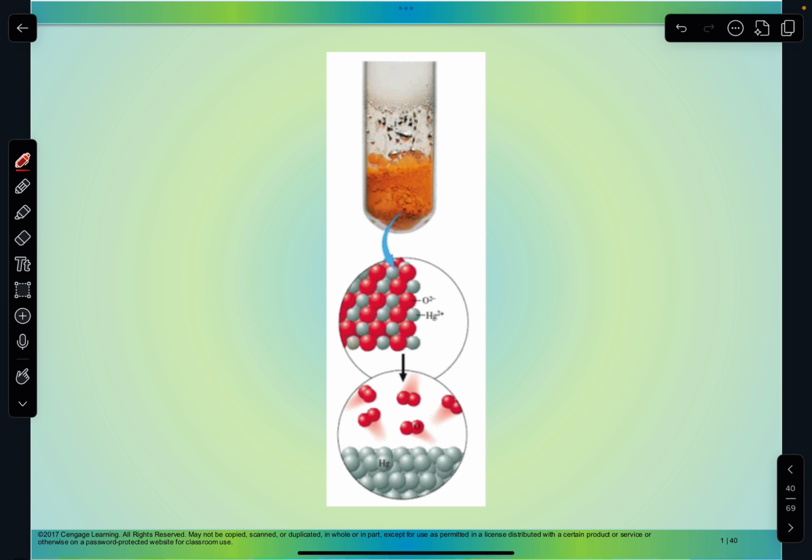And so this is a visual example of this. You have O2- and Hg2+ that are splitting apart, and then you have O2 and Hg metal coming out. It's going to look something like this, where you have these little beads of mercury that come out of this. This yellow, orange substance is mercury oxide.